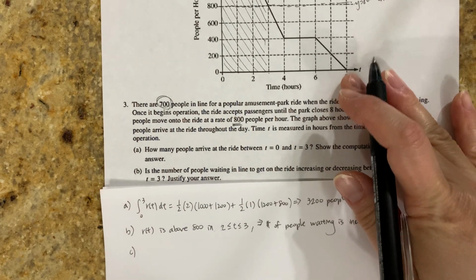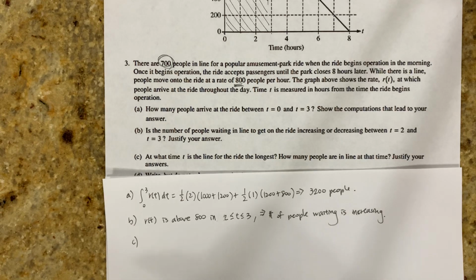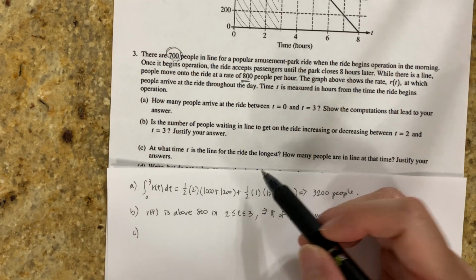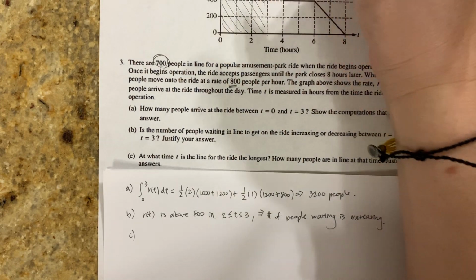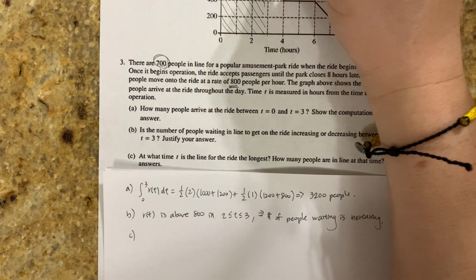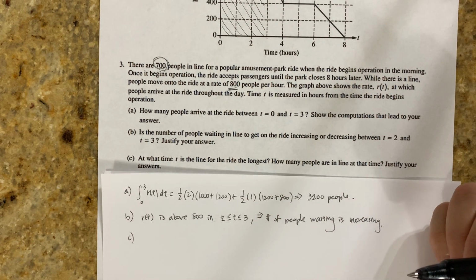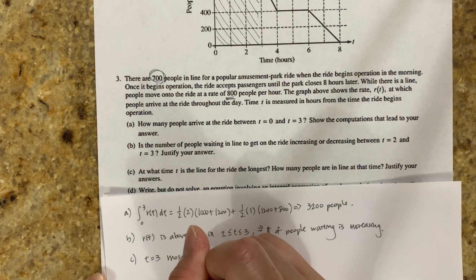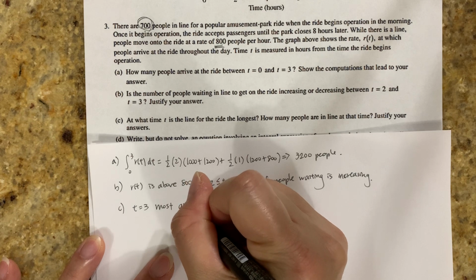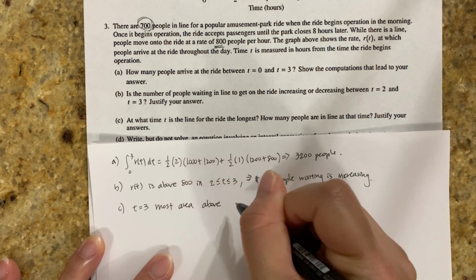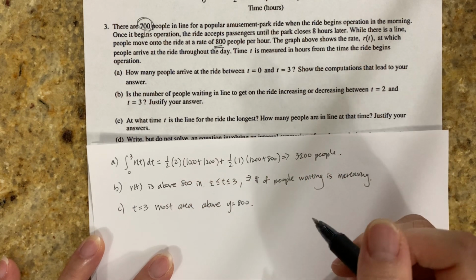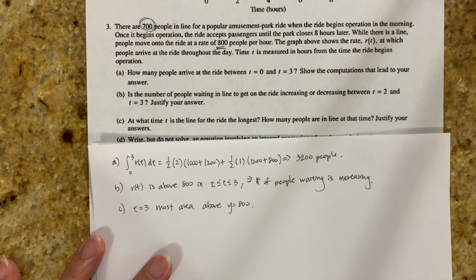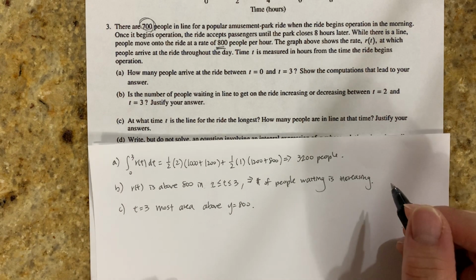All right, part C. At what time t is the line for the ride the longest? How many people are in line at that time? Justify your answer. What time is the longest? I would say at t equals 3, because that's the most above how much I can take off of the ride. At t equals 3, this is the most area above the line y equals 800, so it has the most people waiting in line.